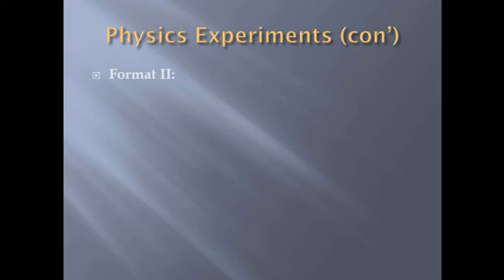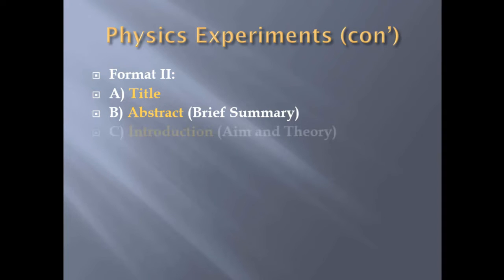So there's also a second format. I like this format myself. You have a title. You have an abstract. It's a brief summary of your lab, what you did and what the results were. A lot of times when you're doing research and trying to find out what has been done, you'll read abstracts to see if it's a paper you want to read. This is a very standard way of writing an official lab report.